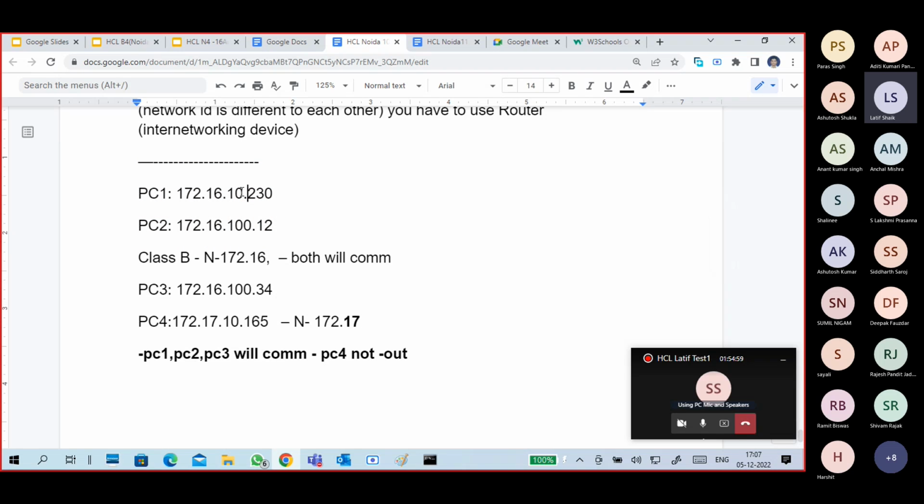It is not required to be completely different. At least one difference is there, no problem. Okay, so this is good. The network portion is the same for both 1 and 2, so they will communicate with each other.